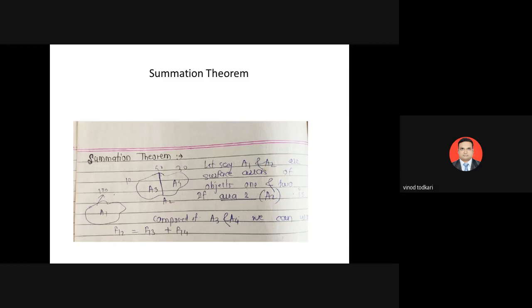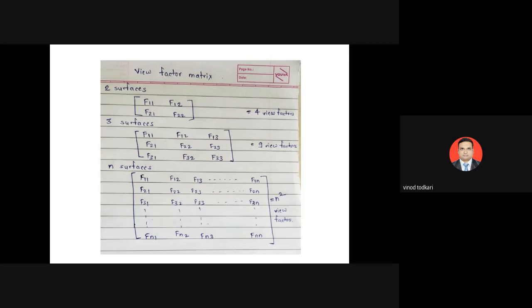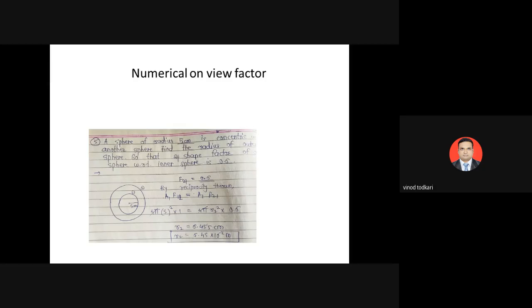Energy emitted by 1 which is intercepted by 2 is equal to energy emitted by 1 which is intercepted by 3 plus energy emitted by 1 which is intercepted by 4. Simple concept: if n number of surfaces are there, n square view factors will be there. Then we have worked out a simple numerical.